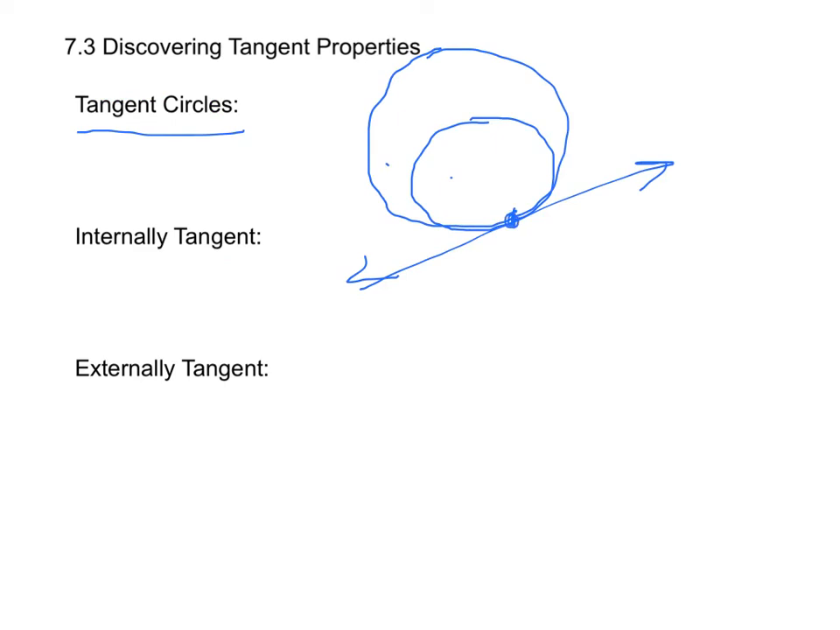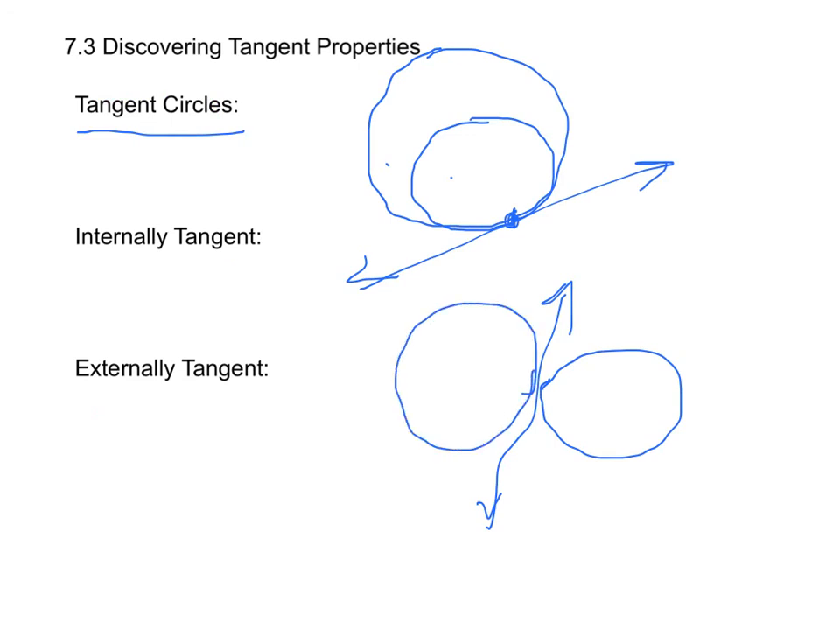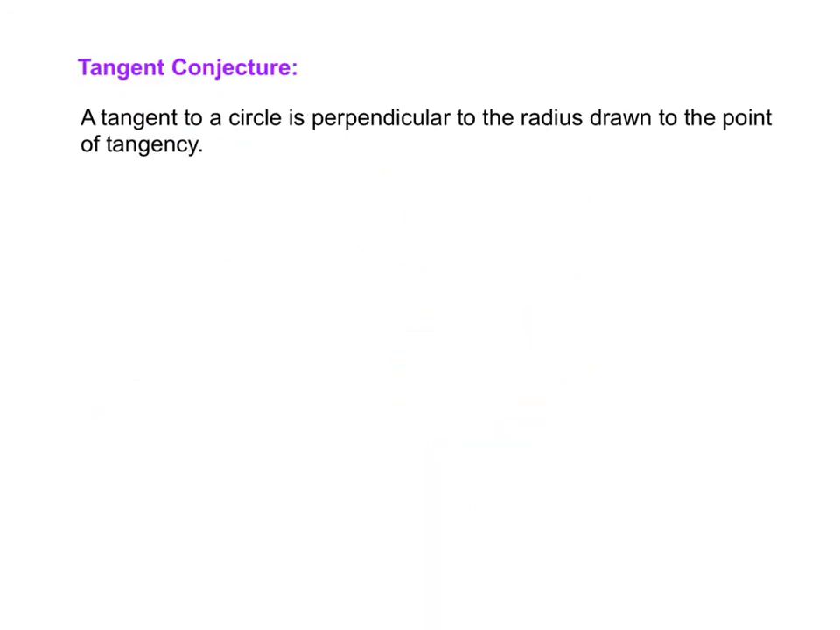Then we have externally tangent circles, where we also have a line. Sorry, that's a little wiggly. And then we have one circle tangent to it here, and another circle tangent to it at the same point, but on the other side. And that's externally tangent.